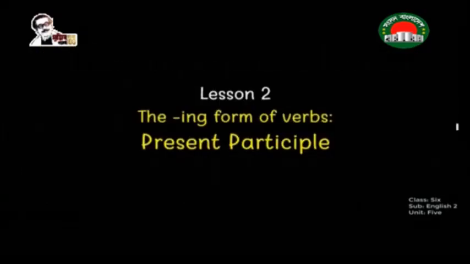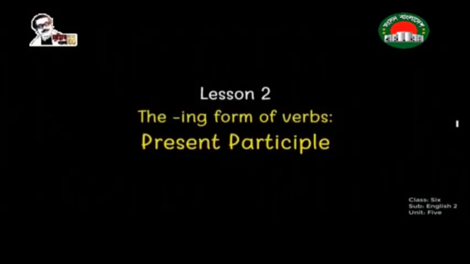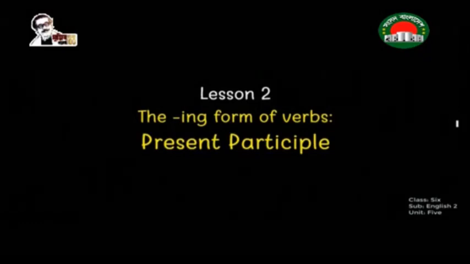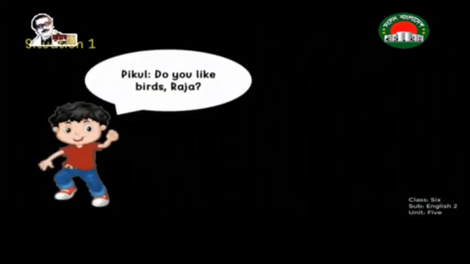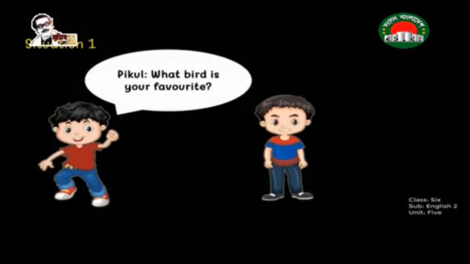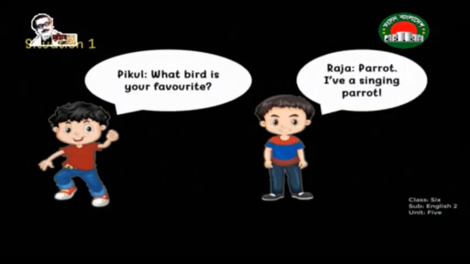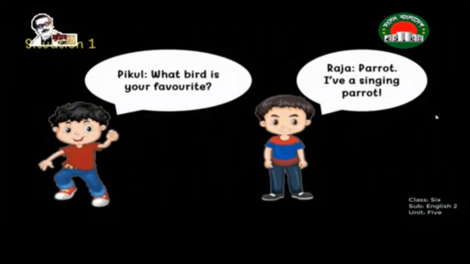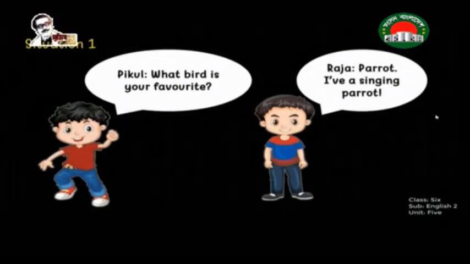Now lesson 2, the ing form of verbs, present participle. Yes. Before entering into the main discussion, let's have a look at the following conversations. Situation 1. Pikul is saying, do you like birds, Raja? Oh, sure, I love them. What bird is your favorite? Parrot. I have a singing parrot. Here singing modifies parrot and functions as an adjective.